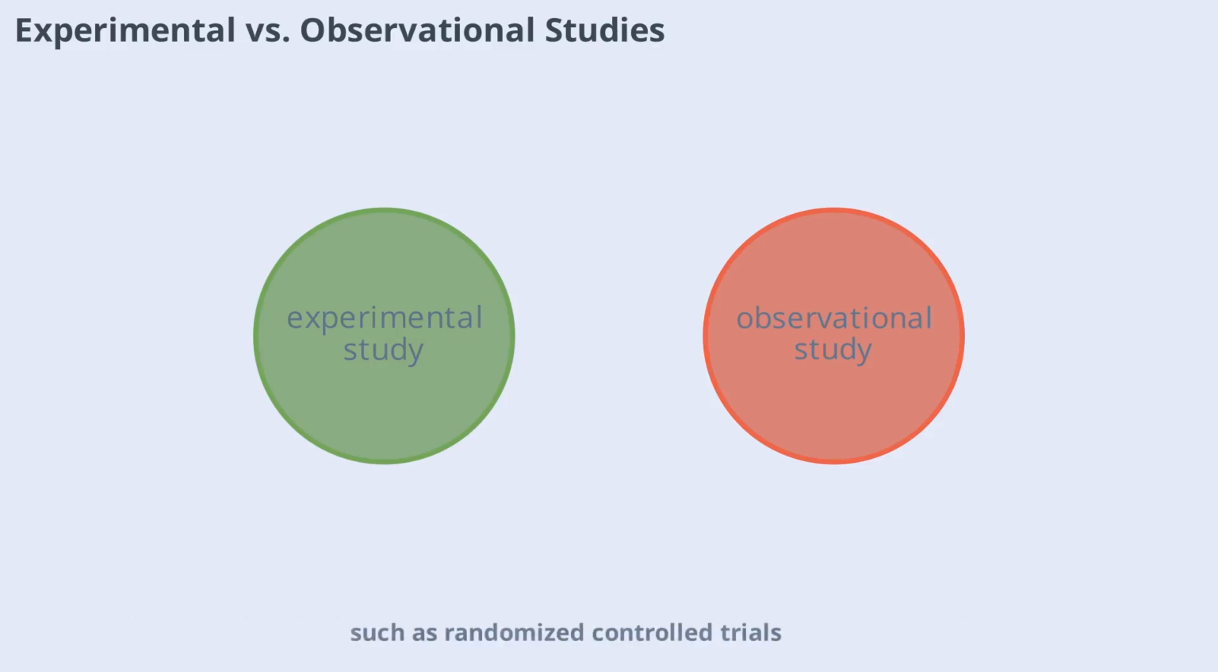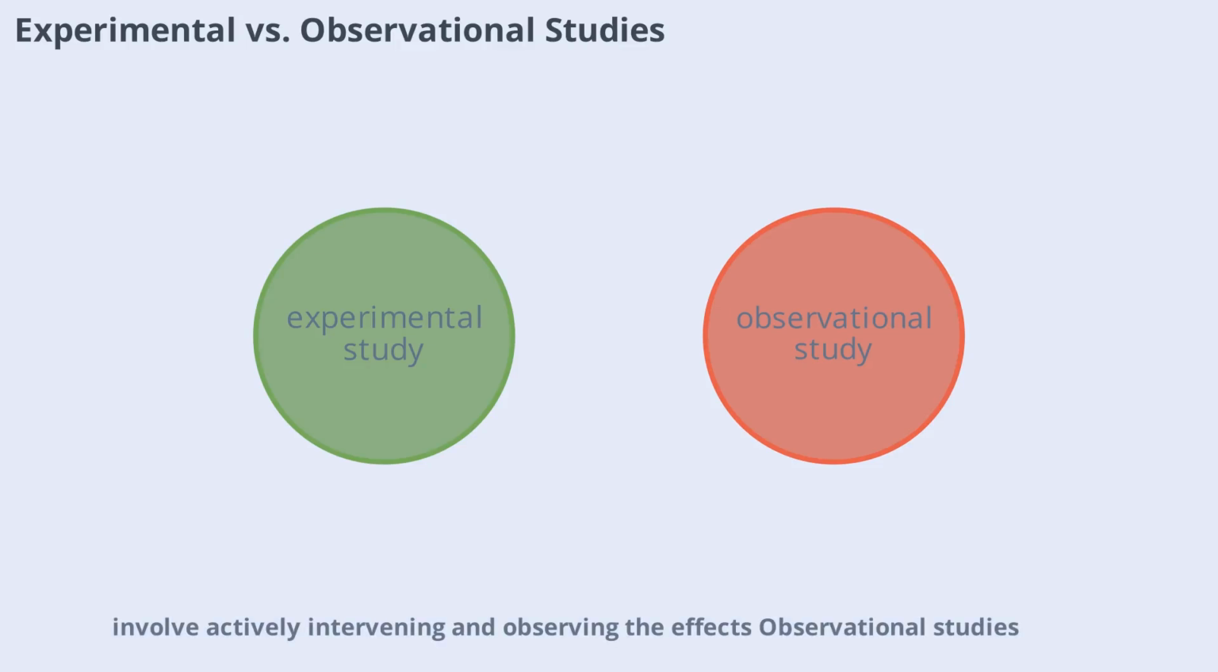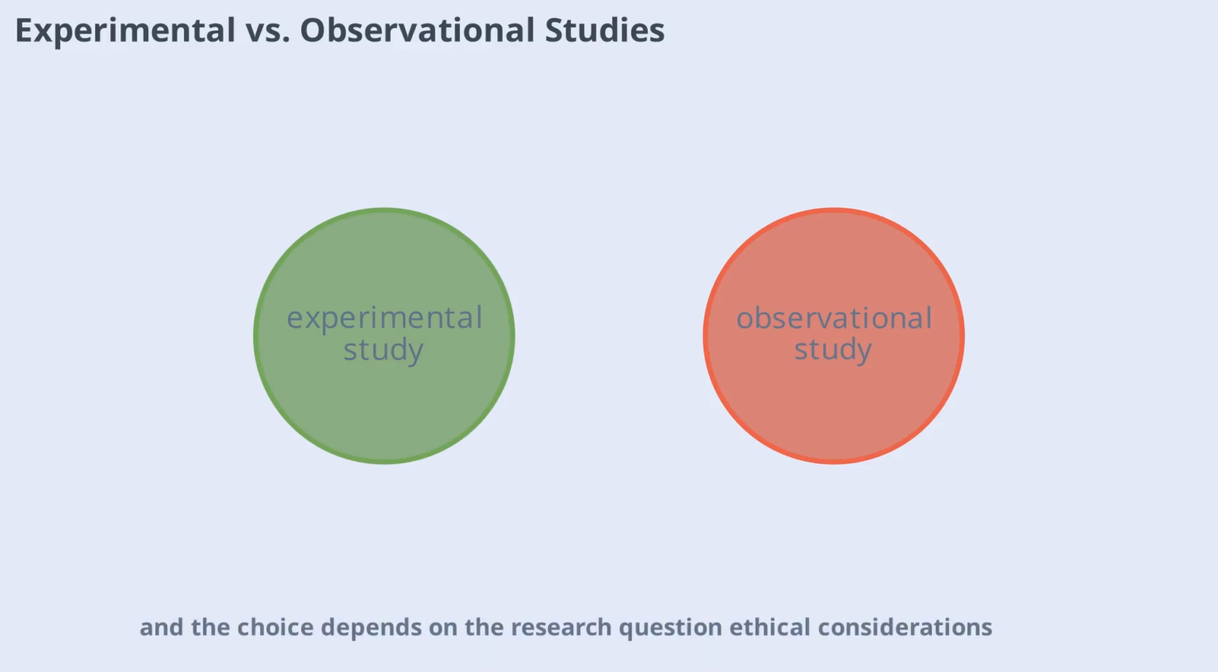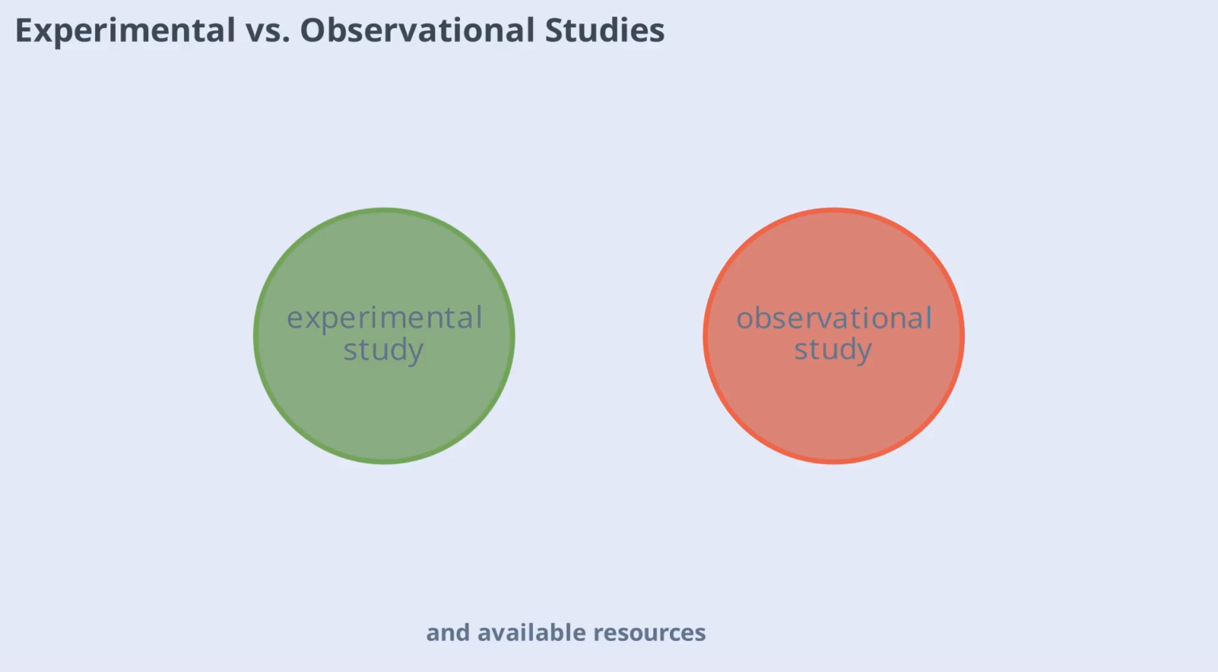Experimental studies, such as randomized controlled trials, involve actively intervening and observing the effects. Observational studies like cohort or case control studies involve monitoring participants without intervention. Each approach has strengths and limitations, and the choice depends on the research question, ethical considerations, and available resources.